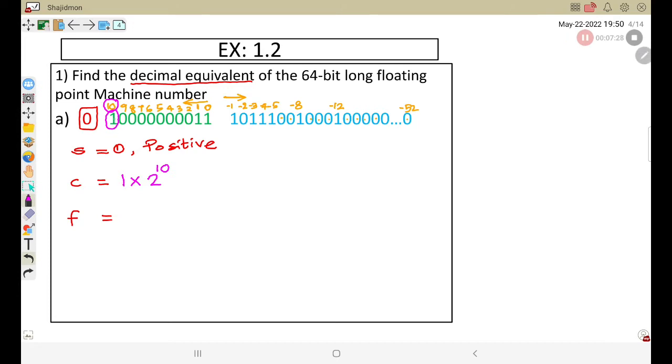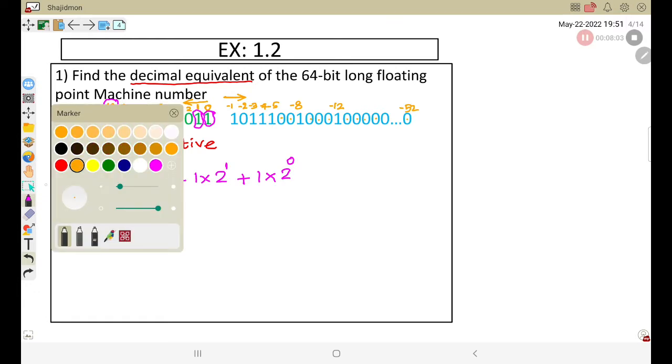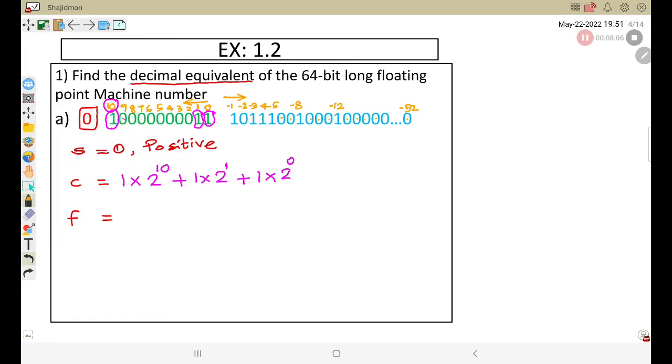Okay, you can see 1 multiply 2 power 10 plus, okay, 0 numbers no need to write, because 0 multiply 2 power any position means that will be 0, correct? So highlight only the 1 bit numbers. So 1 multiply 2 power 10 first, then here 1 is coming, you can see. So 1 multiply 2 power position of that number is 1, plus here you can see 1. So 1 multiply 2 power position of that number is 0. Okay, so this is the way to change a binary number into a decimal number.